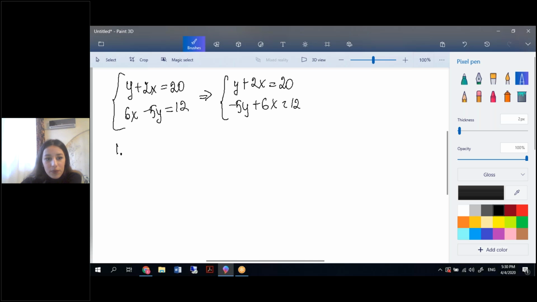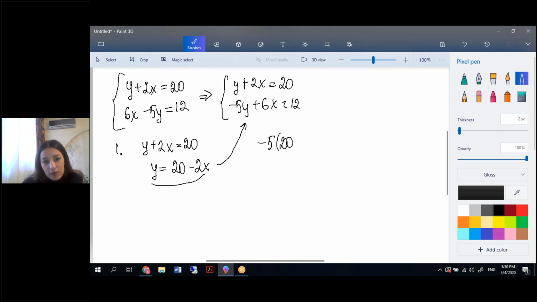Here we can take the first equation and take y from it. Make y the subject of the formula, and we have y equal to 12 minus 2x. We can take this expression and put it instead of this y, so we have only one unknown. Minus 5 times 12 minus 2x, plus 6x equals 12.